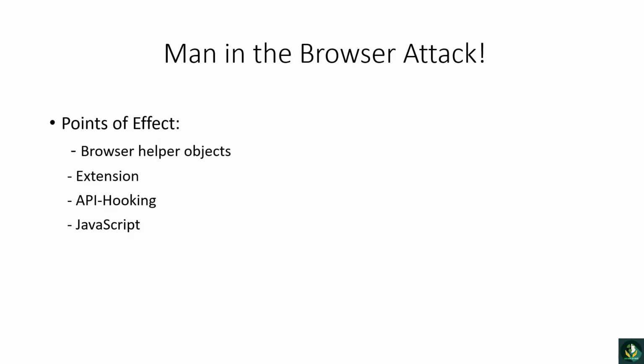The man in the browser attack has some points of entry, like browser helper objects, which are dynamically loaded libraries that load with Internet Explorer upon startup, and extensions, the equivalent of browser helper objects for the Firefox browser, and API hooking. This is the technique used by man in the browser to perform its man in the middle between the executable application, like an .exe, and its libraries, like a .dll, and the JavaScript, by using a malicious extension.